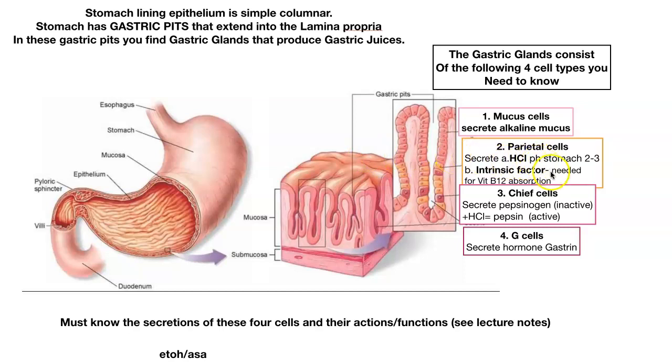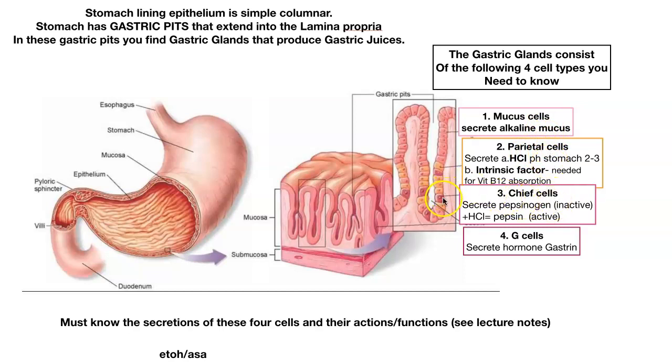And the parietal cells also secrete something called intrinsic factor. Now, this intrinsic factor is necessary to absorb vitamin B12 in our intestines. If you don't have intrinsic factor, you can't absorb vitamin B12. And vitamin B12 is necessary for the formation of our red blood cells. So you have to know the parietal cells too. If you want, make little index cards with these guys.